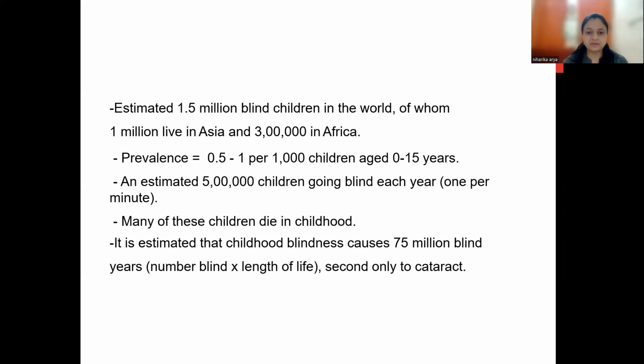An estimated 1.5 million children are blind in the world, of whom 1 million live in Asia and 3 lakhs in Africa. Prevalence is 0.5 to 1 per 1,000 children aged 0 to 15 years. An estimated 5 lakh children go blind each year, that is 1 per minute. Many of these children die in childhood. Childhood blindness causes 75 million blind years, that is number blind into length of life, second only to cataract.